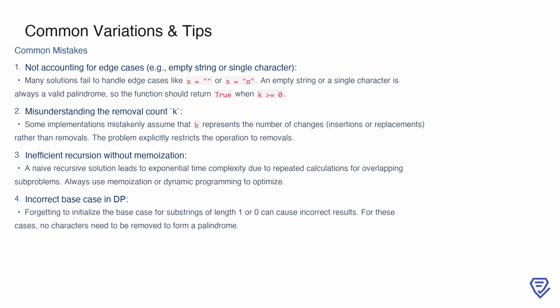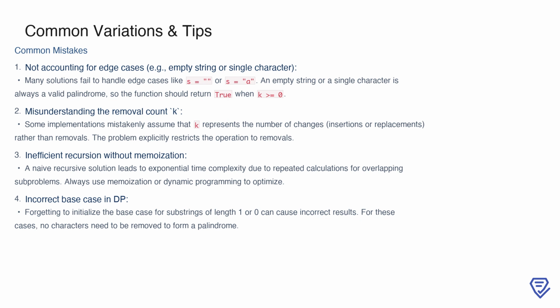For instance, an empty string or a string with just one character is always a valid palindrome because there's nothing to remove, so the function should return true as long as k is non-negative. Another misunderstanding arises with the removal count, k. It's important to remember that k specifically refers to the number of character removals allowed, not insertions or replacements. Misinterpreting this can lead to incorrect logic in your solution.